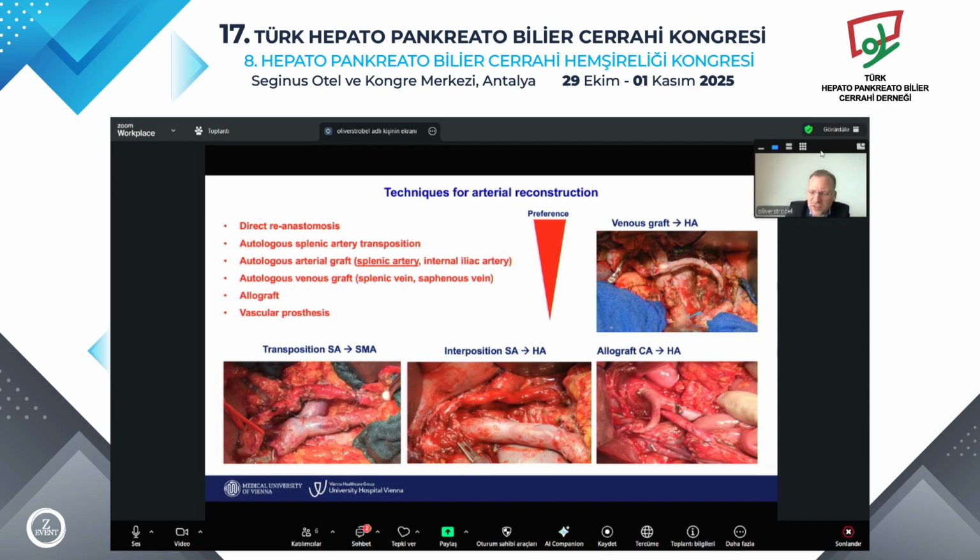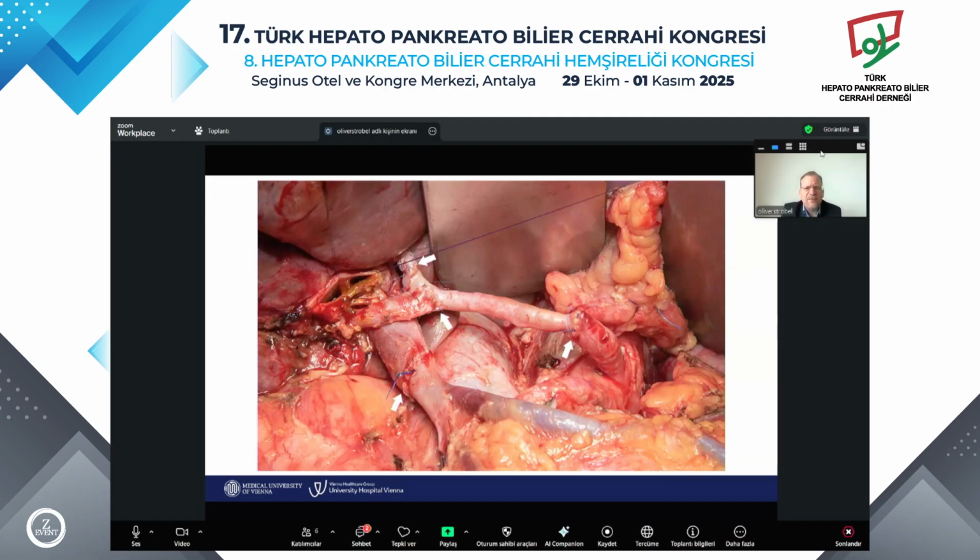And there are different options. I do not have the time to go into this in detail. But here, for example, this was a case of a common and proper hepatic artery involvement, end of the bifurcation. And here we used an interposition graft of the autologous splenic artery between common hepatic artery and the right and left hepatic arteries.